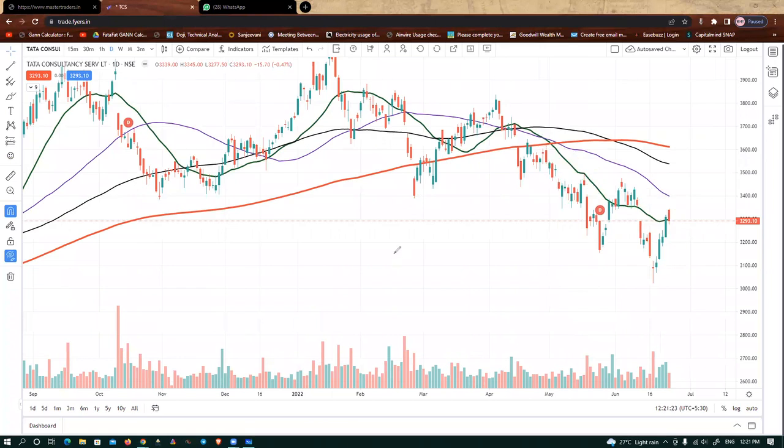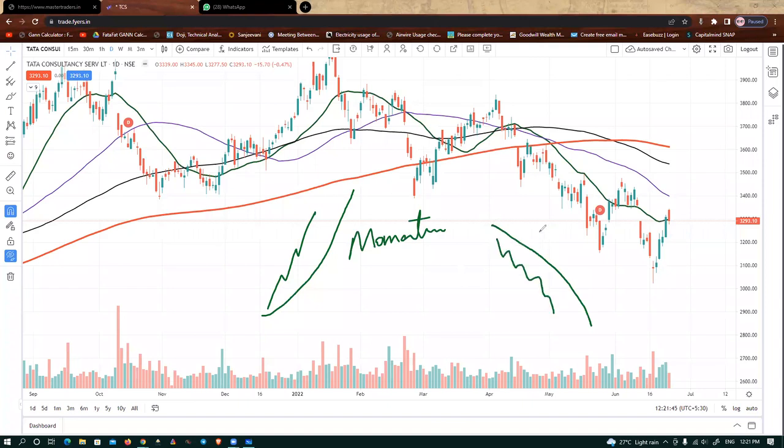Just always understand, the steeper the moving average towards upside, the price movement will be more. It is called momentum. If the moving average is very steep downwards, it is a downtrend and the momentum will be very high.